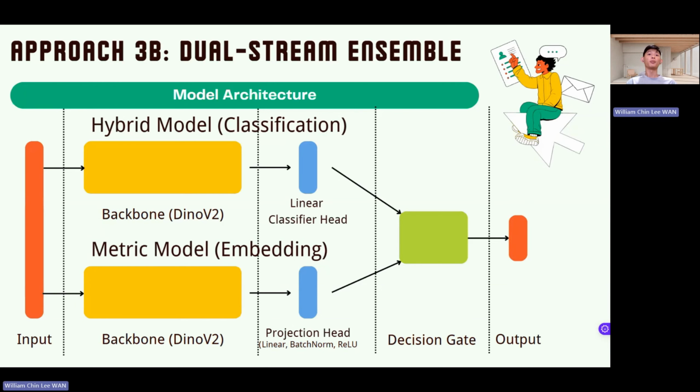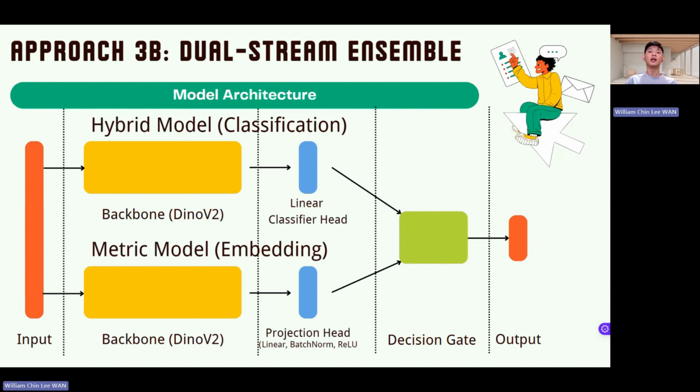Thank you, Esther. So for my proposed solution, I developed a dual stream ensemble to solve the domain gap problem. Instead of relying on a single network, I run two in parallel. Top stream, the specialist, a hybrid model that outputs direct classifications. It excels at data-rich species. And the bottom stream is the generalist, a metric model that outputs embeddings. It is designed to handle rare data-deficient species.